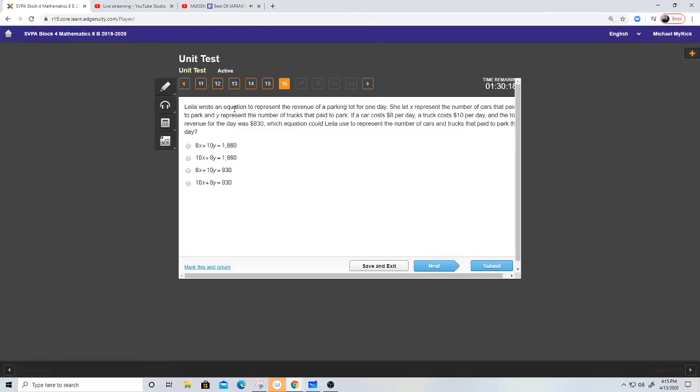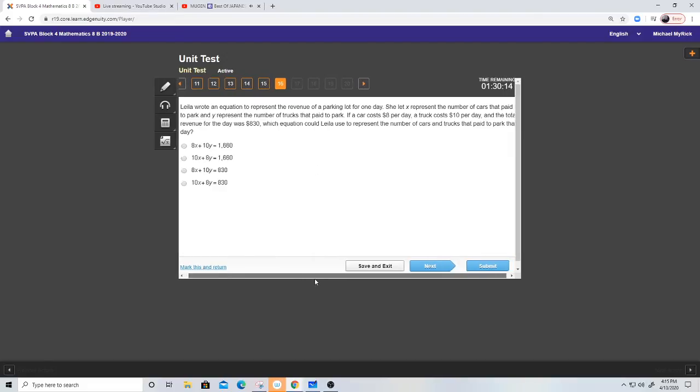Layla wrote an equation to represent the revenue of a parking lot for one day. She let x represent the number of cars that paid to park, and y represent the number of trucks that paid to park. If a car costs $8 per day and a truck costs $10 per day, the total revenue for the day was $830. Which equation could Layla use to represent the number of cars?